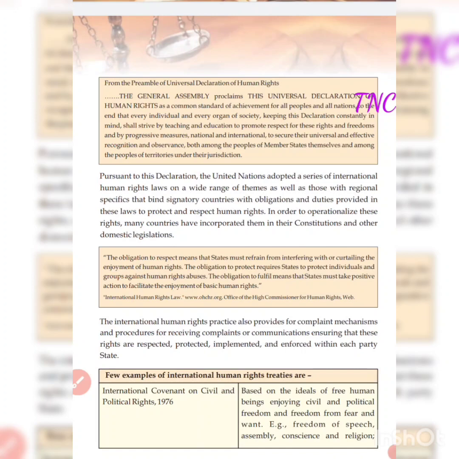From the Preamble of the Universal Declaration of Human Rights: the General Assembly proclaims this Universal Declaration of Human Rights as a common standard of achievement for all peoples and all nations to the end that every individual and every organ of society, keeping this declaration constantly in mind, shall strive by teaching and education to promote respect for these rights and freedoms, and by progressive measures, national and international, to secure their universal and effective recognition and observance both among the peoples of member states themselves and among the peoples of territories under their jurisdiction.